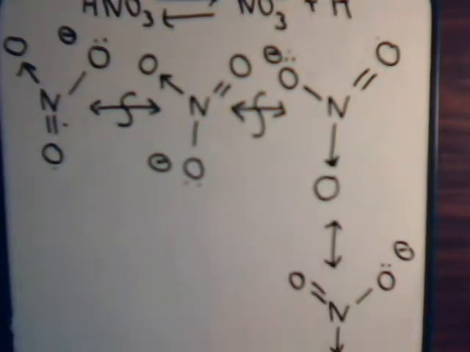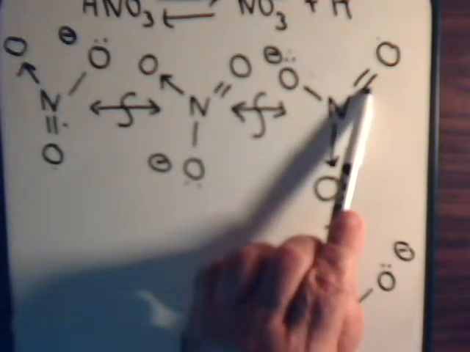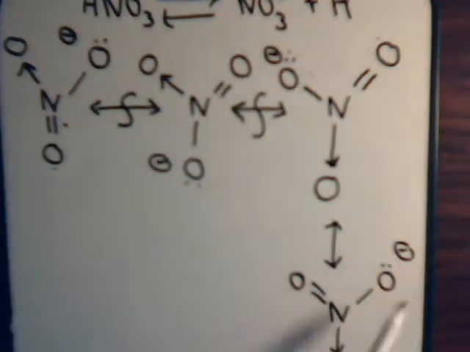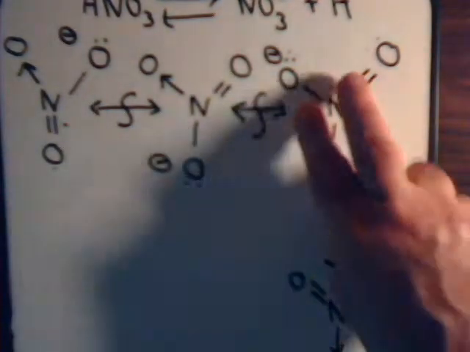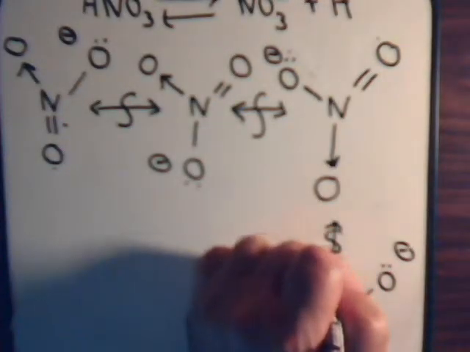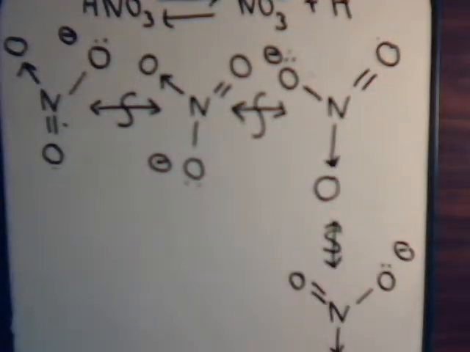These here are also symmetrical. Here, the double bond is here. Now it's on the left side. The single bond to a negative oxygen on the left side. Now it's over on the right side, as if this had just been flipped over. So again, we have symmetry.